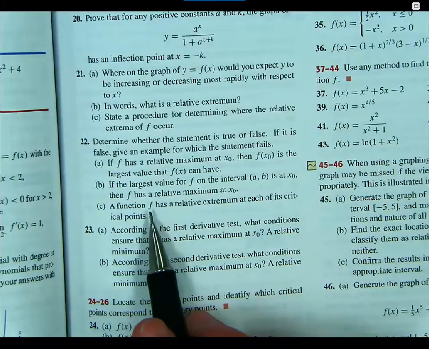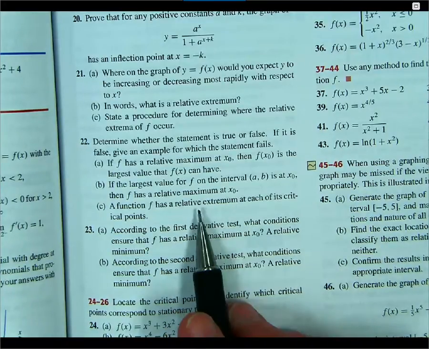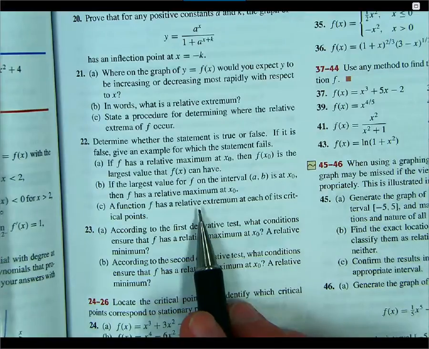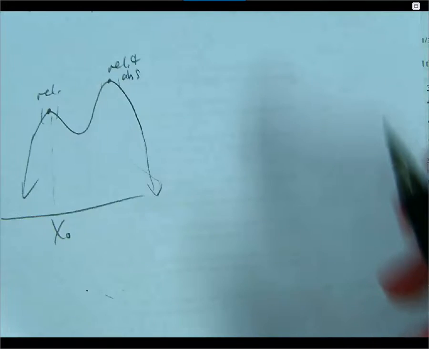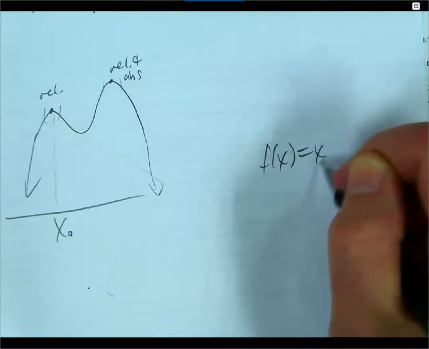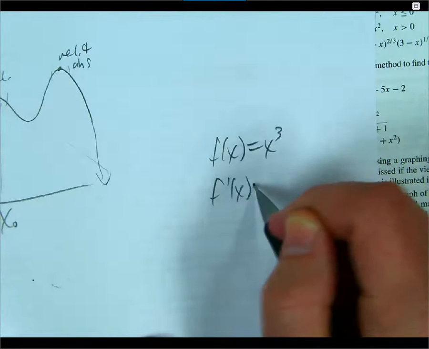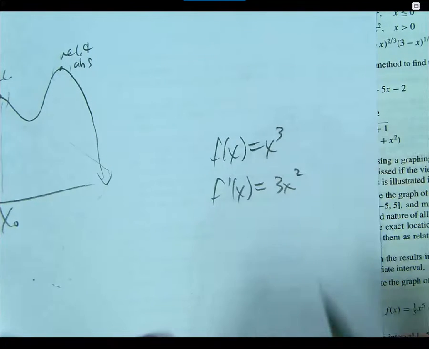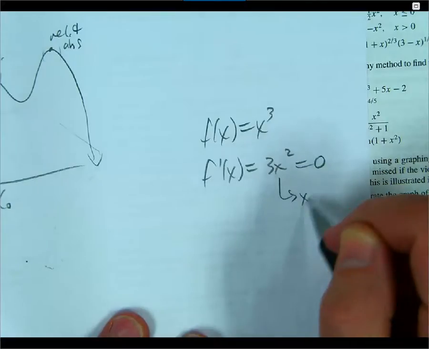Last one, here we go. 22c, a function f has a relative extremum at each of its critical points. And the answer is false. You can have a critical point where the derivative is 0, but it turns out to not be a relative max or min. Here's an example. F of x equals x cubed, or x to the fifth. I'll do x cubed because it's a little bit faster for us, smaller numbers. So when is that derivative equal to 0? When x is equal to 0.